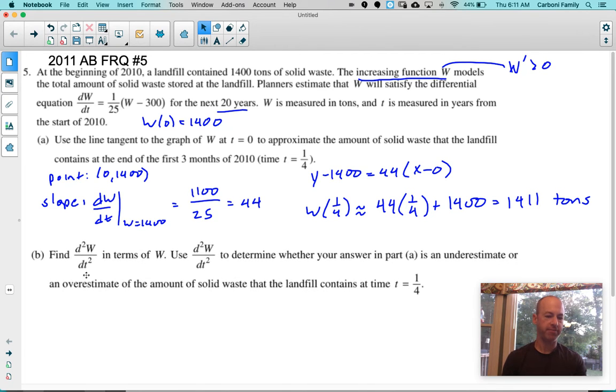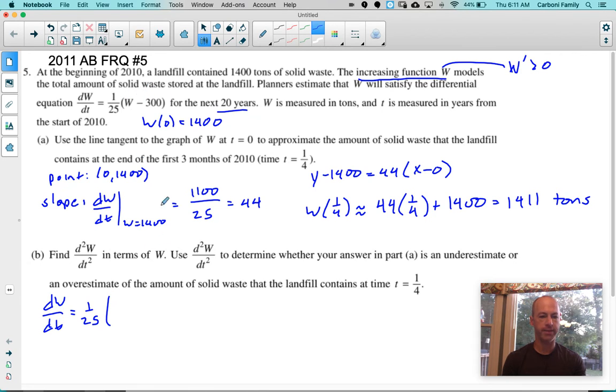Part B says find the second derivative in terms of W. And so this is going to be an implicit thing. So dW/dt is going to be 1/25. I'm going to ignore that 1/25 in front. The derivative of W minus 300 would be 1. But it is implicit. So the derivative of W is actually dW/dt, not just 1.